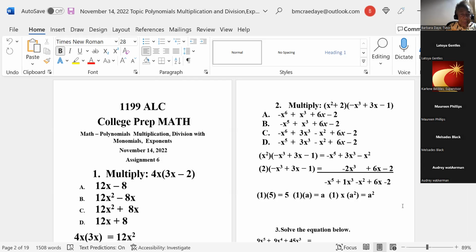B. x to the 5th plus x to the 3rd plus 6x. You get that right, because 1 is just an x. You don't have to bring the 1, you just put x to the 3rd power.